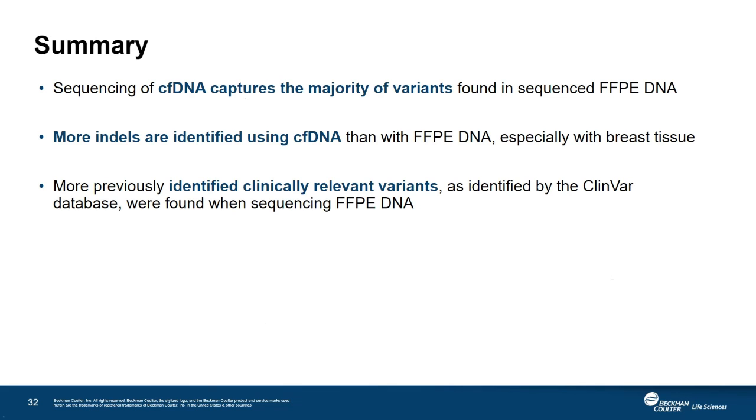And just a little bit of summary of those 2 case studies. When sequencing cfDNA, we captured the majority of the variants found in the sequenced FFPE DNA. We did see a difference in indel identification using cfDNA versus FFPE, and that was pretty specific to one tissue type. And we have identified some clinically relevant variants, but also we were able to find some things that could potentially be areas of investigation in the future.